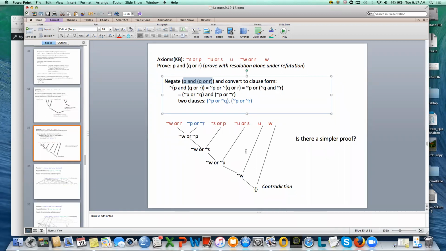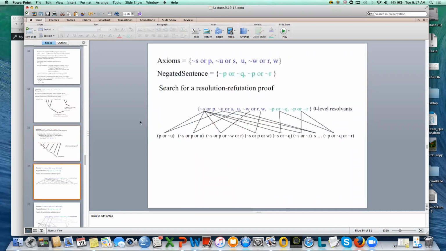Question here is, is there a simpler proof? This is a proof that I came up with by doing my own kind of search on the problem. We know that breadth first search is pretty good at finding minimal solutions, and we could use breadth first search in this case to look for a minimal length proof for a problem like this. So here are my axioms. Here's the negated sentence put into clause form.